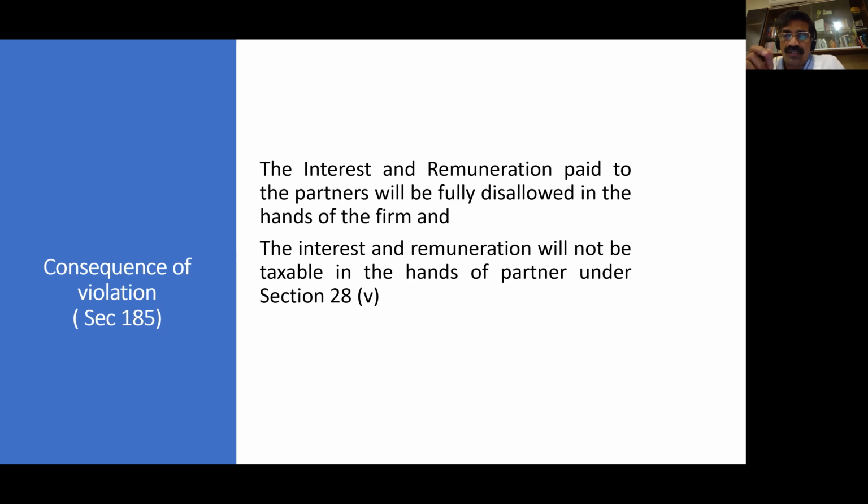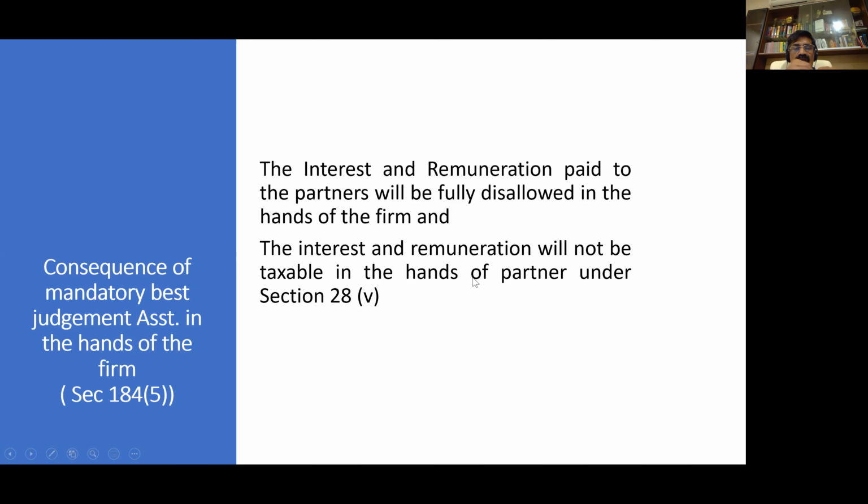The only exception here is the 40B and 28(5) combination. Unless the firm gets a reduction, the partner is not taxable. And section 185 therefore makes it very clear: if you don't satisfy 184, I'm going to disallow the interest and remuneration. But once interest and remuneration is disallowed, the partner will also not be taxable. So up to that extent, 185 itself provides for reducing the controversy. I've changed the slide, so even though it appears as if I've not changed, the same points are also applicable in the case of the left-hand side of the slide.